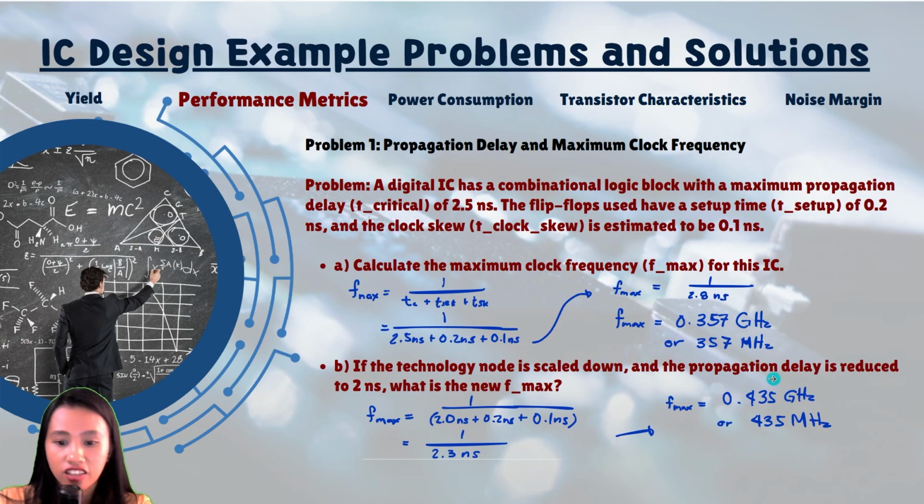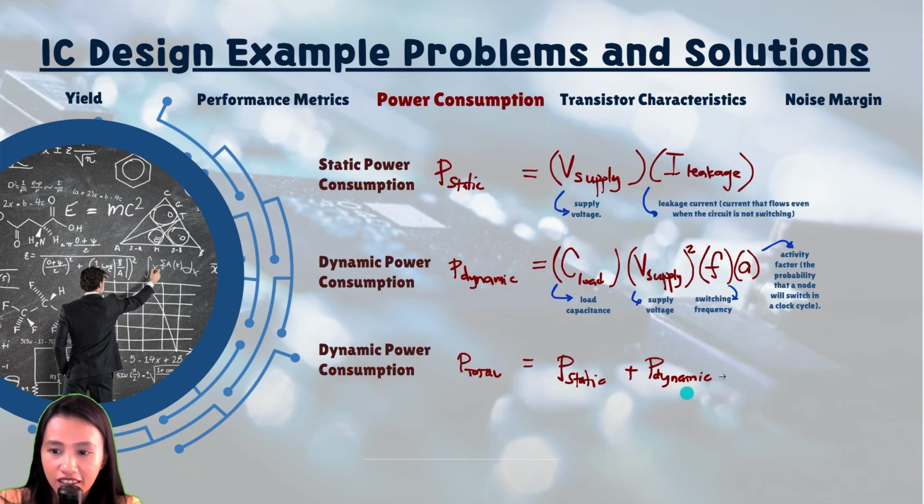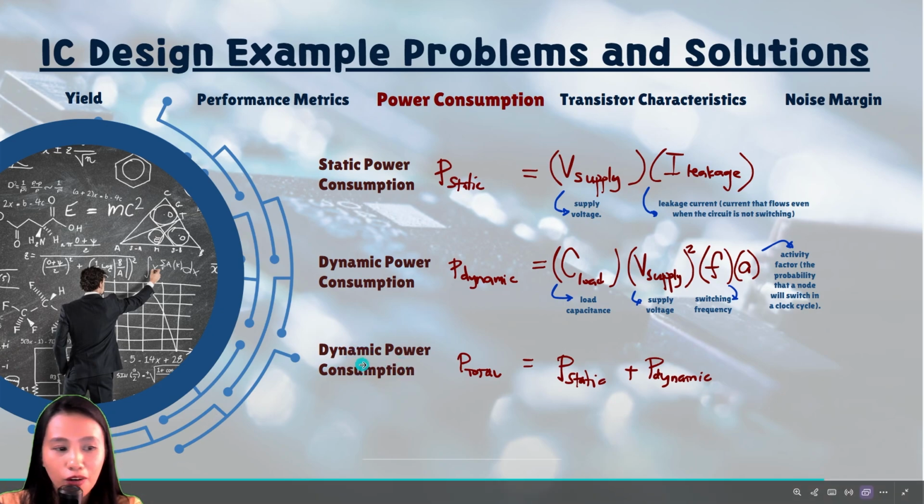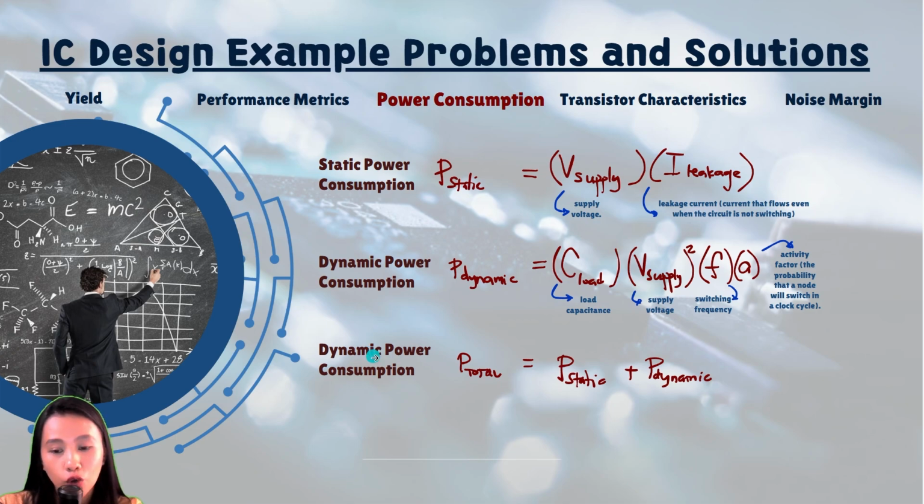So critical time or propagation delay is reduced to 2 nanoseconds. Okay, so we also have here for power consumption the following formulas and problems that you will encounter. So you have the static power consumption, dynamic power consumption, and I forgot to put here, it's not dynamic power consumption. This is the total power consumption. I'm so sorry about this one. This is the total power consumption.